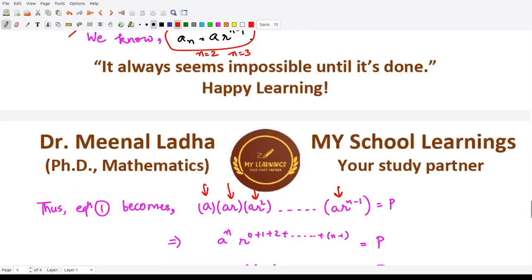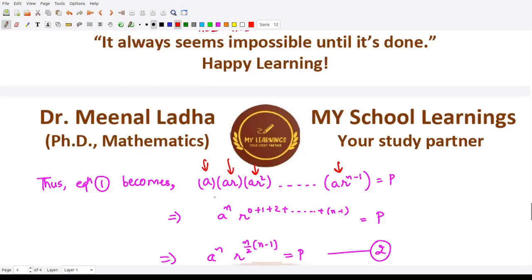So here you see a is coming how many times? There are total n terms, so it is coming n times, so we would have a raised to power small n here. And how many times is r coming? You see here we have r raised to power 0, here we have r raised to power 1, here we have r raised to power 2, here we have r raised to power n minus 1, and they all are multiplying to each other, so that means the bases are the same, so the powers would be added. So we would have r raised to power 0 plus 1 plus 2 up to n minus 1.